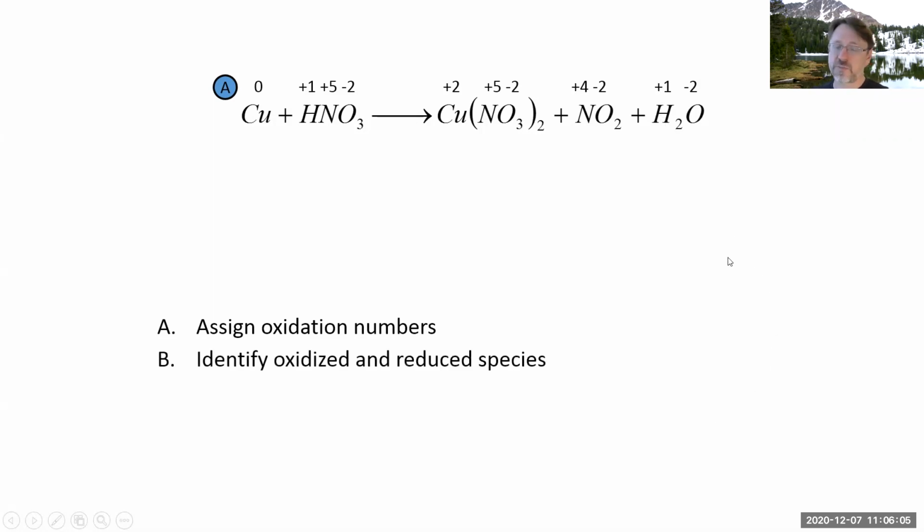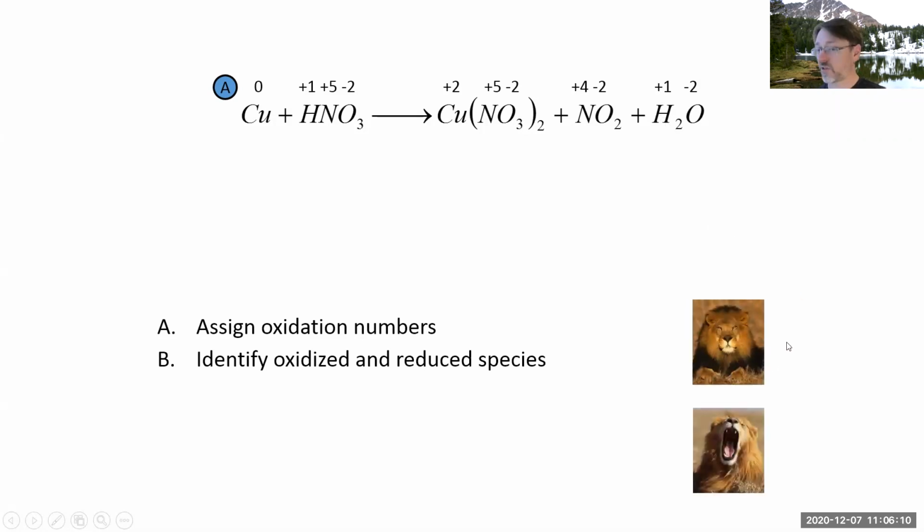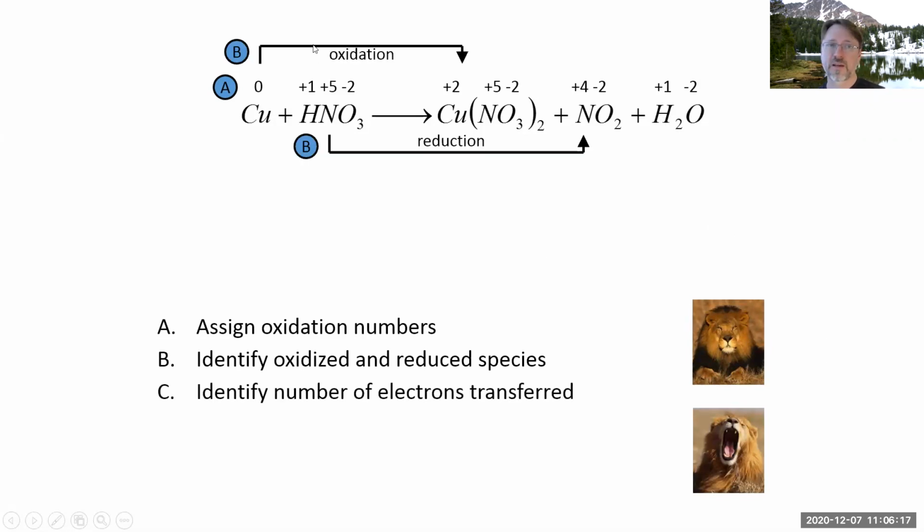Identify the oxidized and reduced species. So like I did before, I'm going to draw arrows. Oh, and we're going to use LEO goes GER to remember: loses electrons oxidation, gains electrons reduction. So copper goes from a 0 state to a +2 state. The nitrogen goes from a +5 state to a +4 state. And notice that some of the nitrogen does not change oxidation number. So there's some reduction going on, but then there's also some nitrogen that is not.